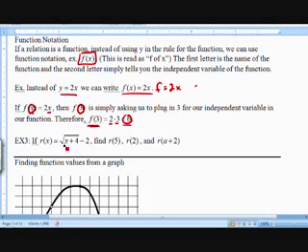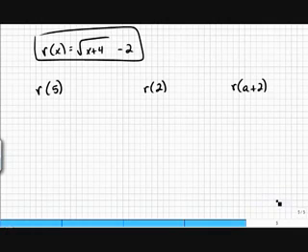Example 3 says r of x is equal to the square root of x plus 4 minus 2. It says find r of 5, r of 2, and r of a plus 2. Again, the problem tells us that r of x, and notice on the problem before we had f of x, and we can use f, g, h, r, s, t. We can use any letter in the place. It's just a name, is all it is. Instead of y equals the square root of x plus 4 minus 2, we're just saying r. So no big deal there. We can use any variable. So r of x, where x is our independent variable, is equal to the square root of x plus 4 minus 2.